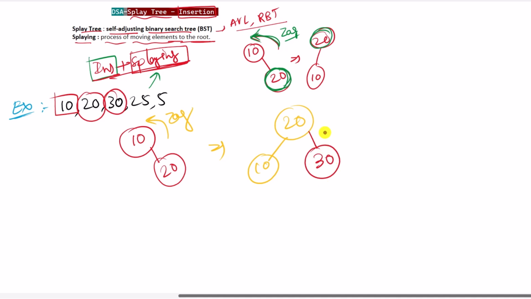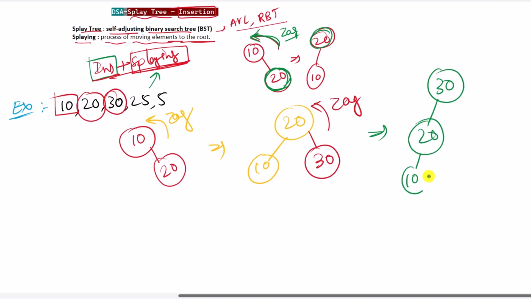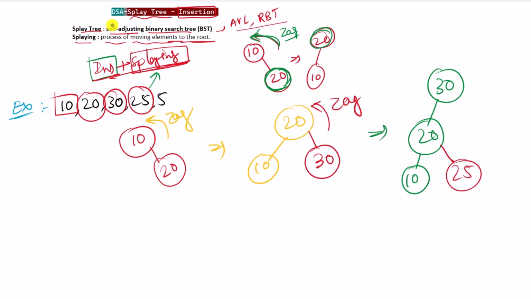And after that we have to perform the rotation so that 30 becomes the root node. So here we have to perform the zag rotation. After the rotation, 30 will be the root node, 20 will be dragged down, and then we're going to have the node 10. And next we have the node 25. So 25 is less than 30 and greater than 20, so that will be inserted right here. Now we have to perform the rotation so that 25 becomes the root node.